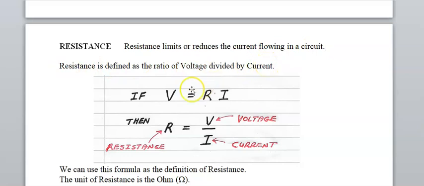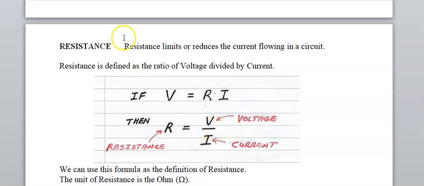Why can we do that? Well, if voltage equals resistance multiplied by current, if I divide each side of this expression by current, then I get resistance equals voltage divided by current. And this is the definition of resistance.